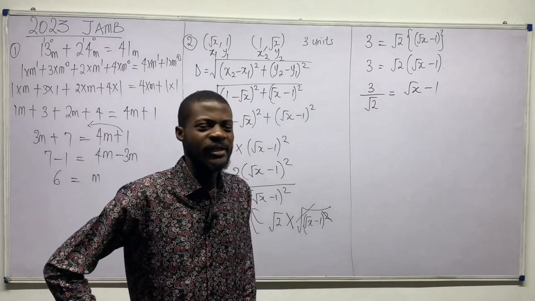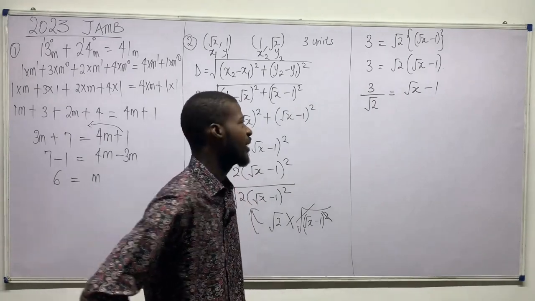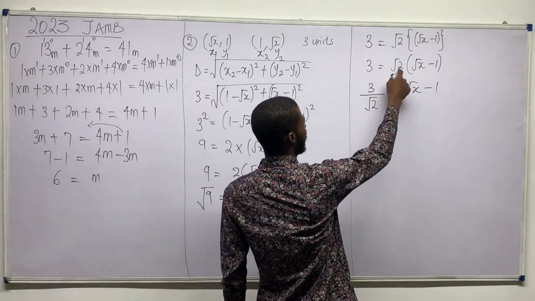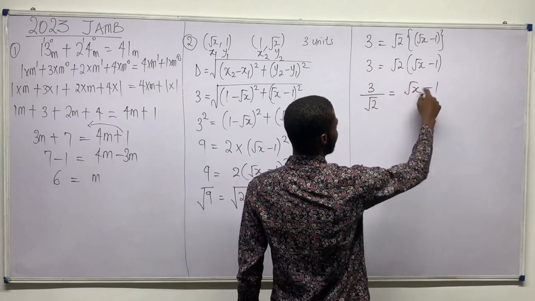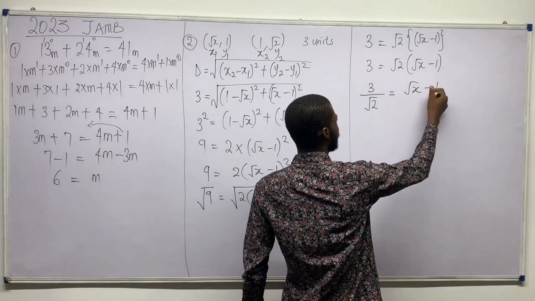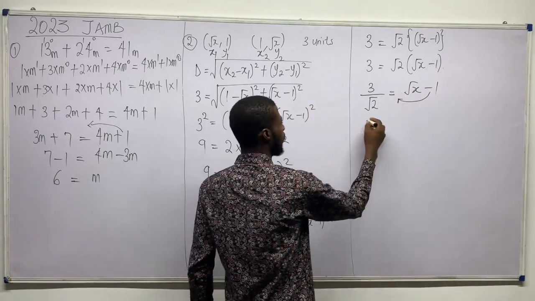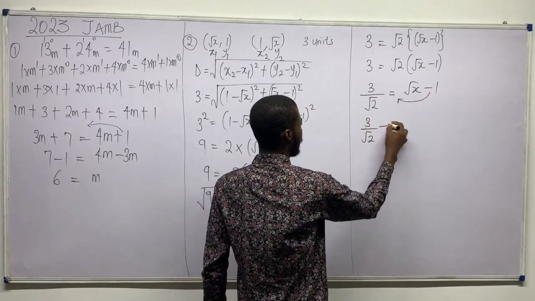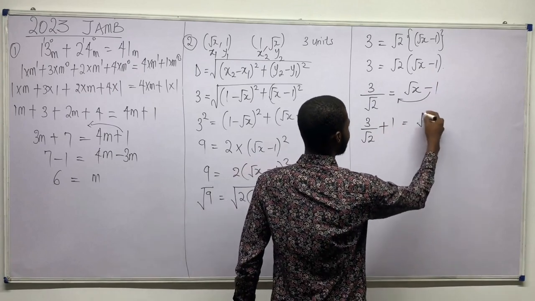I kind of prefer this way. So this will become 3 divided by root 2 equal root x minus 1. Now the next thing I will do is to take my minus 1 to this other side, right? So it then becomes 3 over root 2 plus 1 equal to what? Root x.